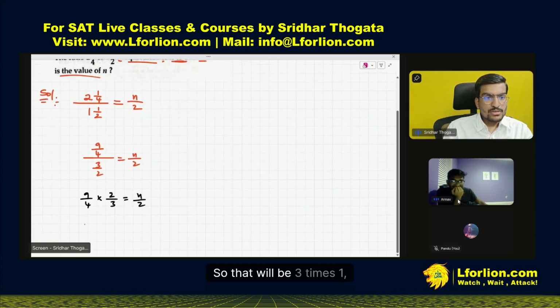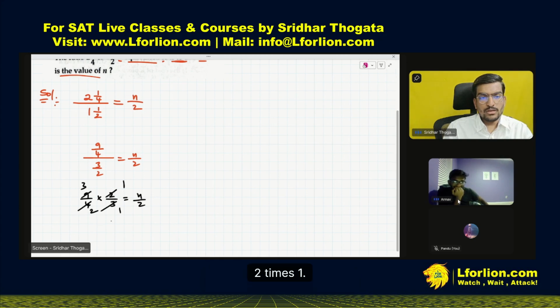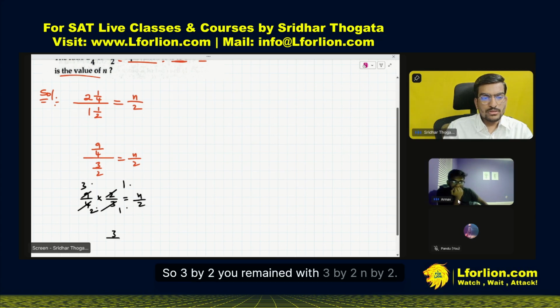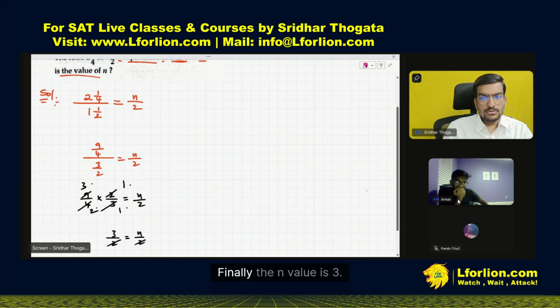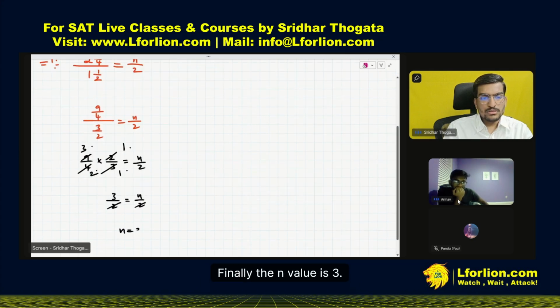So that will be 3 times 1, 3 times 3, 2 times 2, 2 times 1. So you remained with 1, 1. So 3 by 2 you remained with, 3 by 2 equals n by 2. So the 2s you can cross out. Finally the n value is 3.